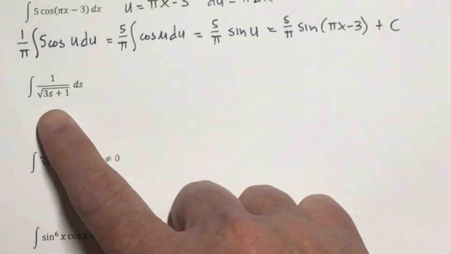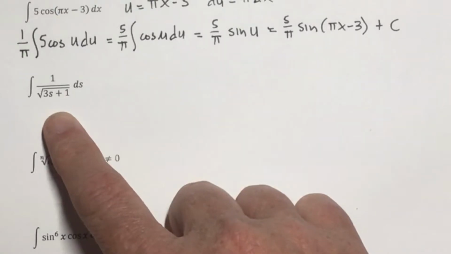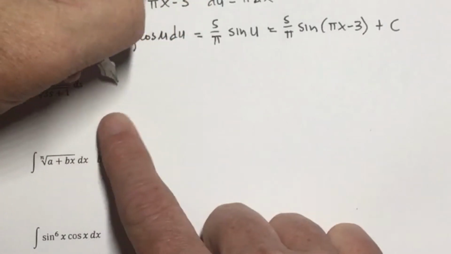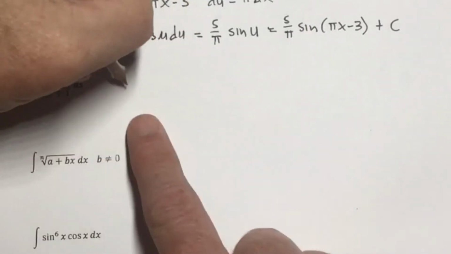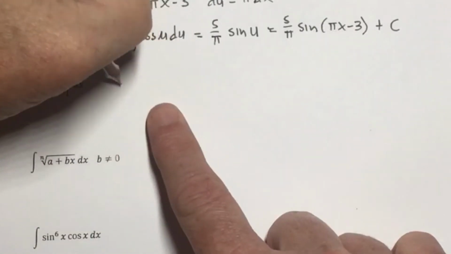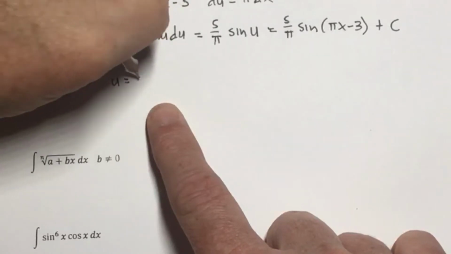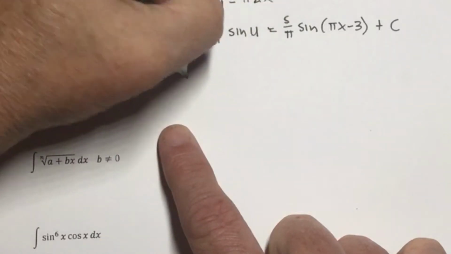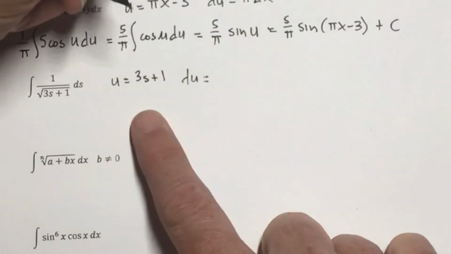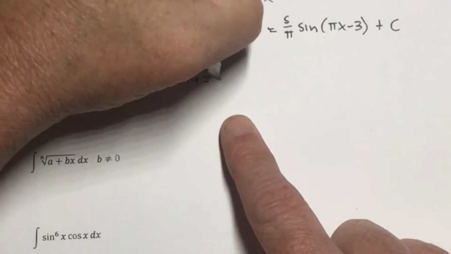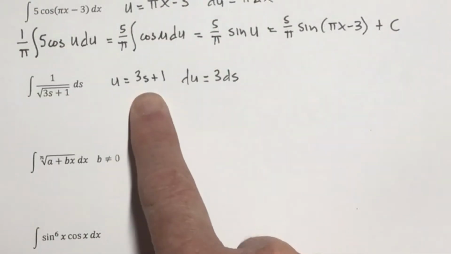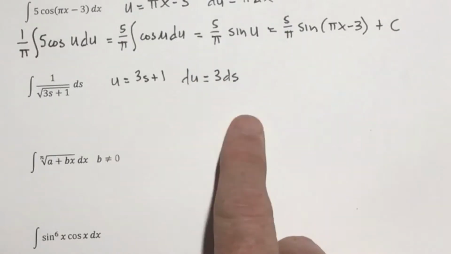Integral of 1 over root 3s plus 1. Well, it's pretty obvious what we're going to want to make our U here. Our U will just be whatever's in the square root. Don't include the square root. We'll make U equal to 3s plus 1. Because then du will be equal to 3 ds. In other words, the derivative of 3s plus 1 is 3, and then chain rule, ds.